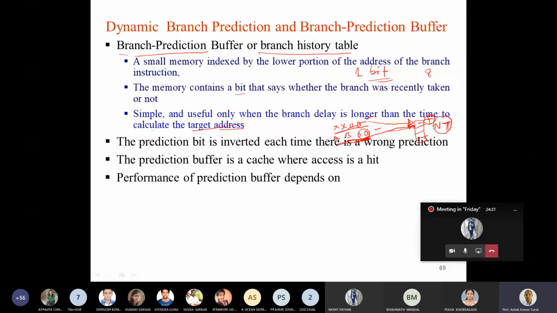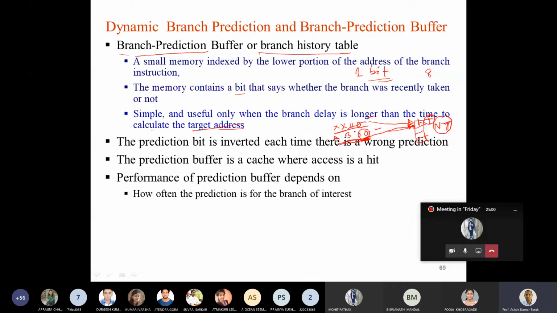The performance of this prediction buffer depends on two things. One, as I have already explained, is how often the prediction is for the branch of interest. This is what I've explained here. There are two branch instructions here. Both have the lower order address 00. They are indexed into the same memory location.